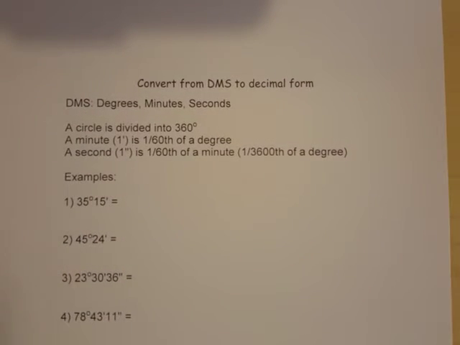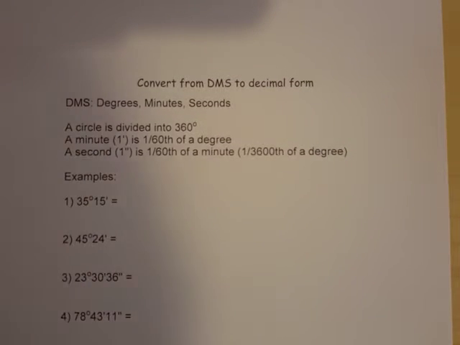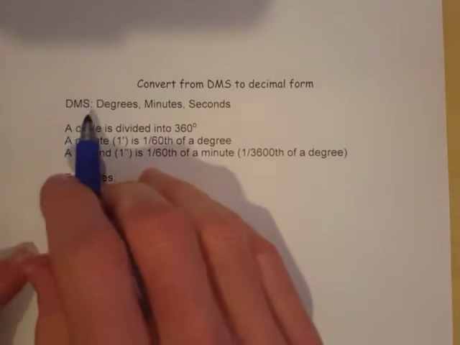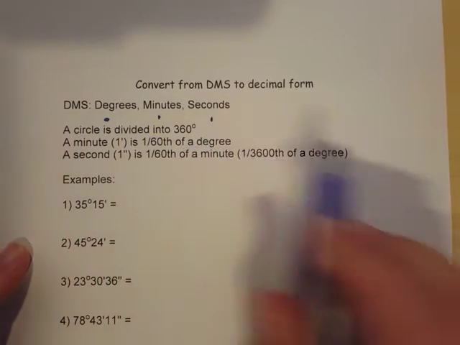Today we're starting chapter 4. This is 4.1, Example 1. We are going to talk about converting what's called DMS into decimal form. Now DMS means degrees, minutes, seconds.